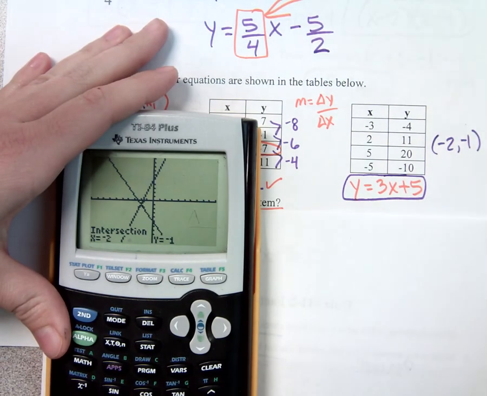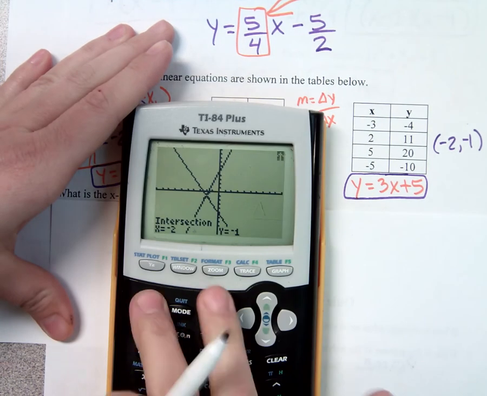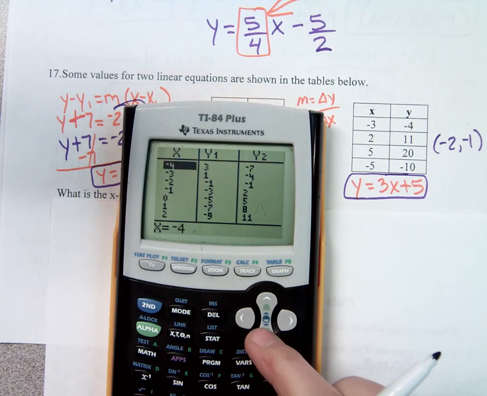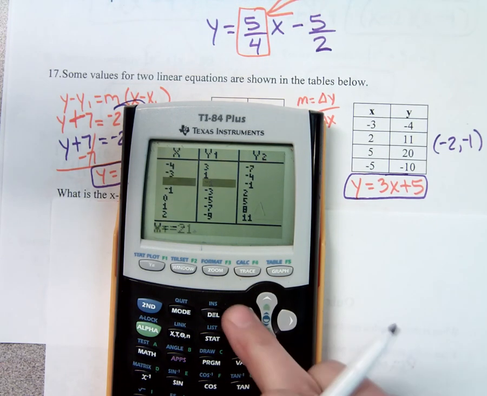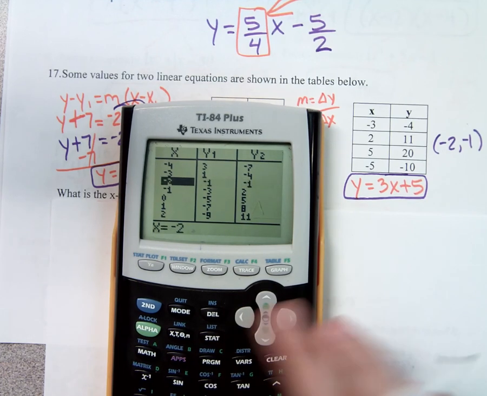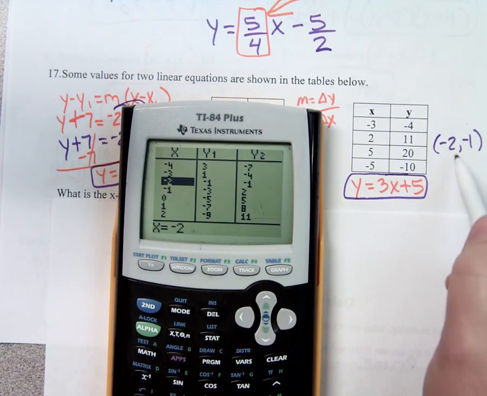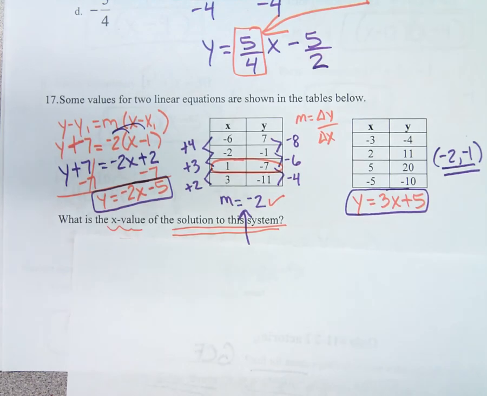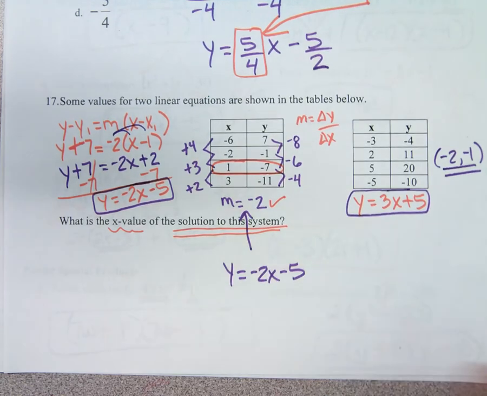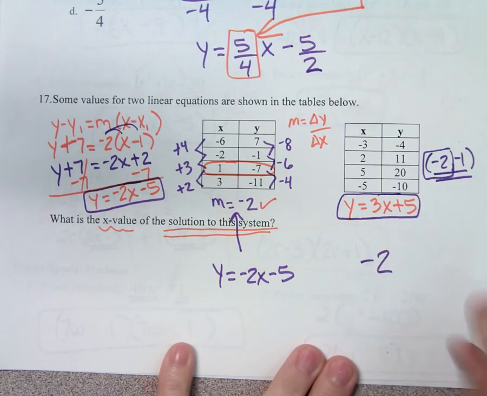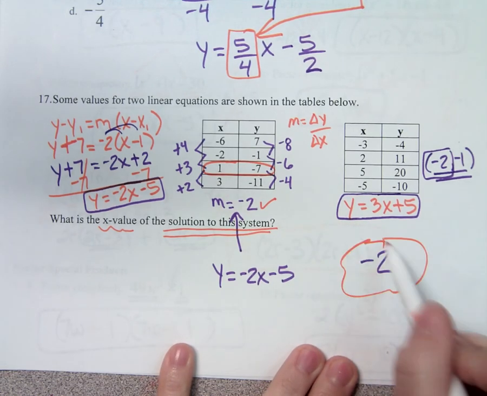-2, -1. I also could go to my table, and wherever I see the same ordered pairs, that's where I know the answer is. And you can see here's -2, -1, and here's the other -2, -1. So since they both have -2, -1 as a solution in their table, then I know it's the solution. And this wanted to know the x value, and the x value is the -2, so -2 is the winner, winner, chicken dinner. And that's it.